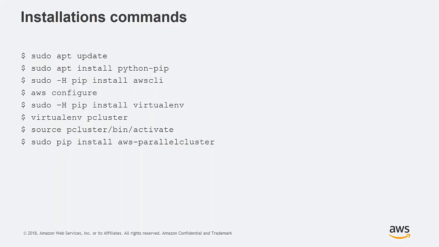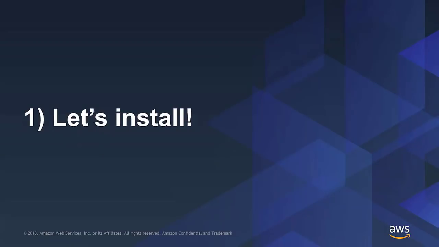Probably you have already done some of those, like the installation of the command line and so on. As you can see, the AWS ParallelCluster installation is very easy. It's just the pip install aws-parallelcluster command. Okay, that being said, let's go live and let's install the ParallelCluster client.